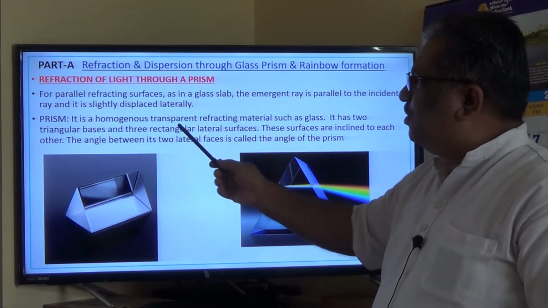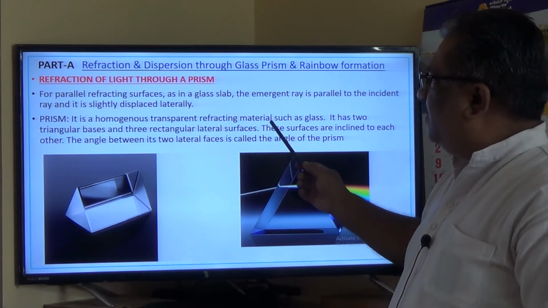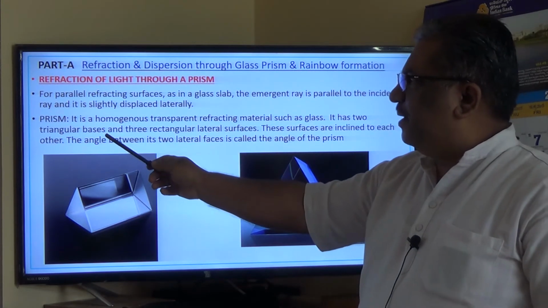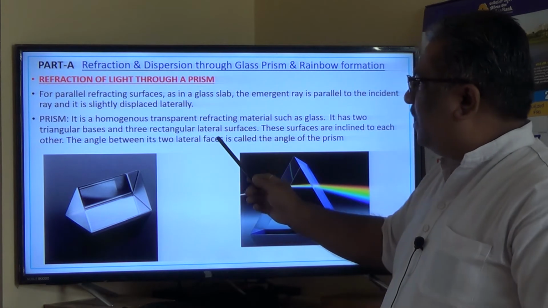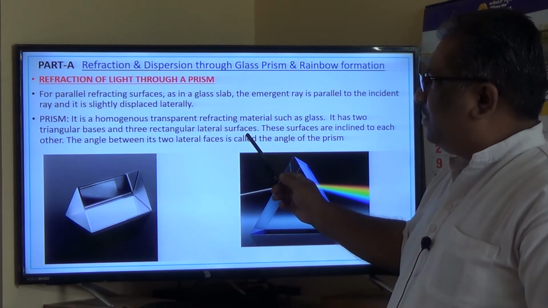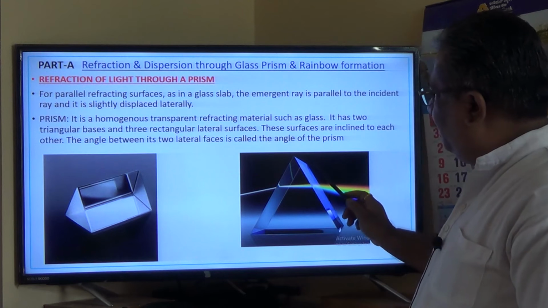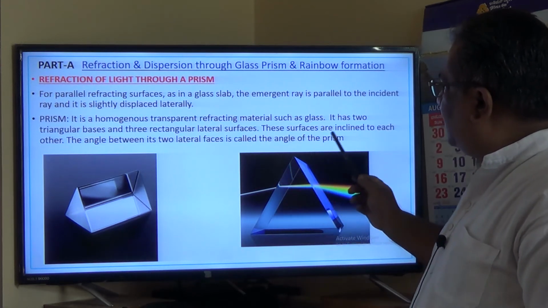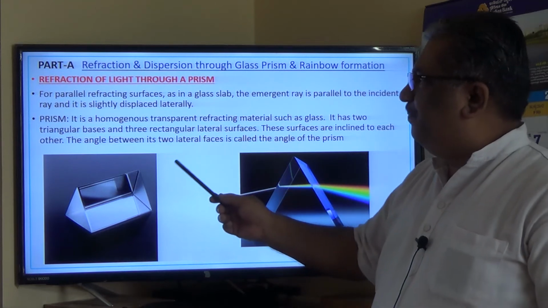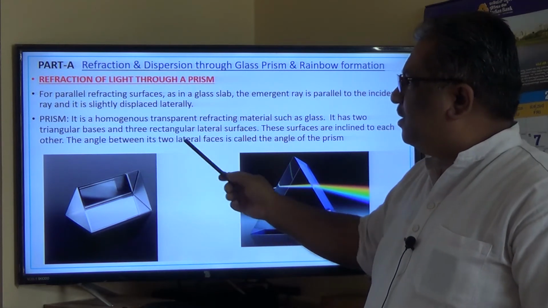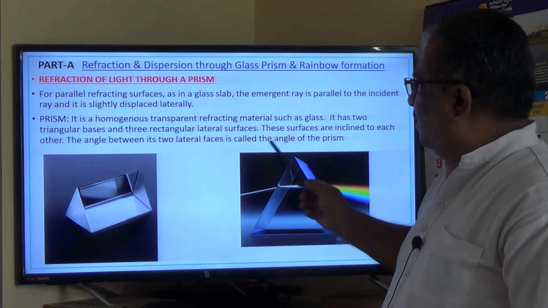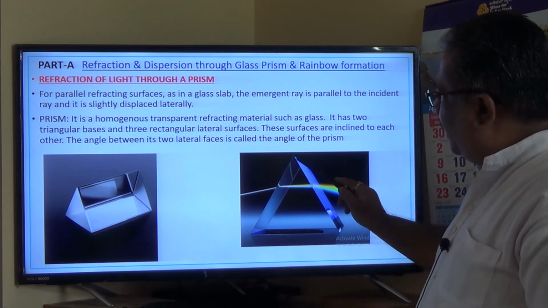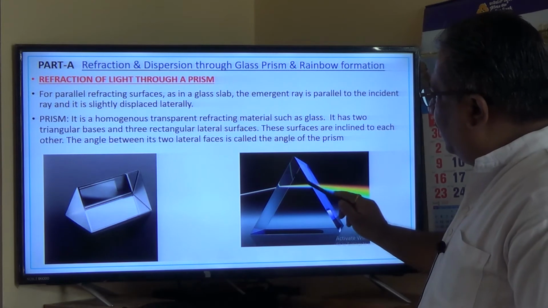It is a homogeneous transparent refracting material such as glass. It has two triangular bases and three rectangular lateral surfaces. Lateral surfaces means these side surfaces. These surfaces are inclined to each other. The angle between its two lateral faces is called the angle of the prism.